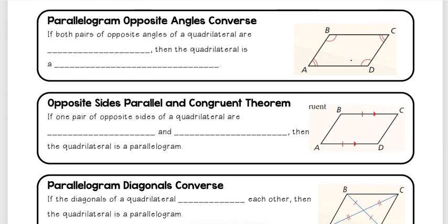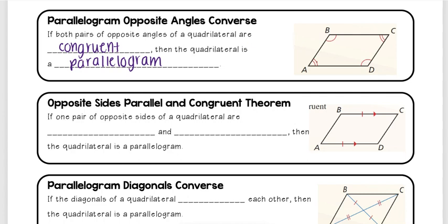Similarly, we have the parallelogram opposite angles converse, and this says if both pairs of opposite angles of a quadrilateral are congruent, then the quadrilateral is a parallelogram. So if I'm looking at a quadrilateral and I see that the opposite angles are congruent, either by these arcs, so like here angle B is congruent to angle D and angle A is congruent to angle C, then I can automatically say that this is a parallelogram by this theorem.